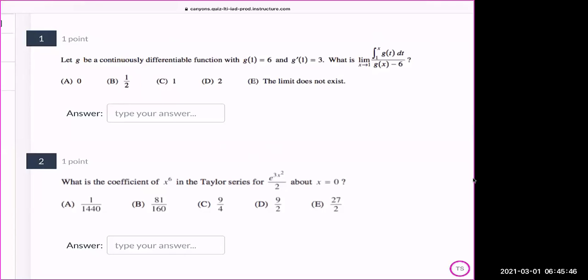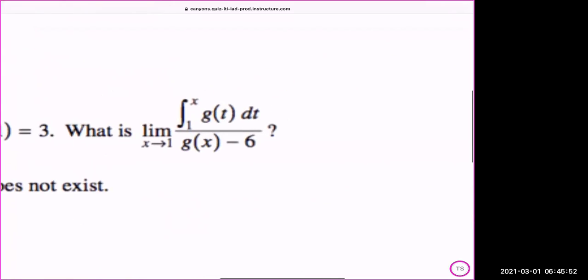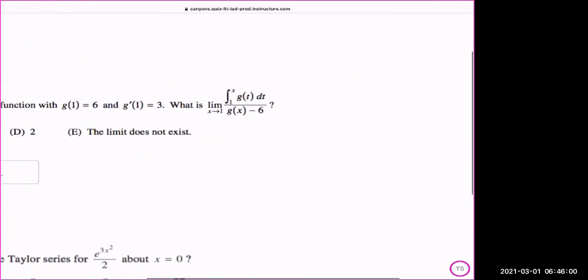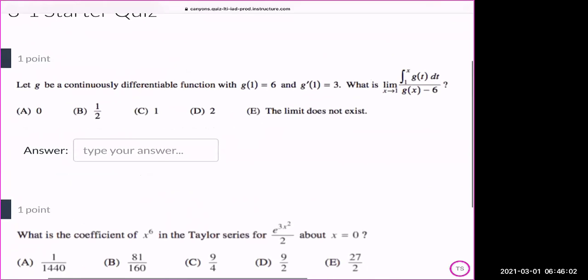So number 1, what did you guys think on number 1? What did you notice when you took the limit? What did you get at first? You tried direct substitution. What's the numerator? 0, and the denominator is 0 as well. So if you get 0 over 0, what do you have to do? L'Hopital's rule. What is the derivative of the numerator? What happens when you take a derivative of an integral? You get g, so we just get g of x. So the derivative of the numerator is g of x. What's the derivative of the denominator? g prime. So it's really g at 1 divided by g prime. So the answer was 2. So D is the correct answer on that one.